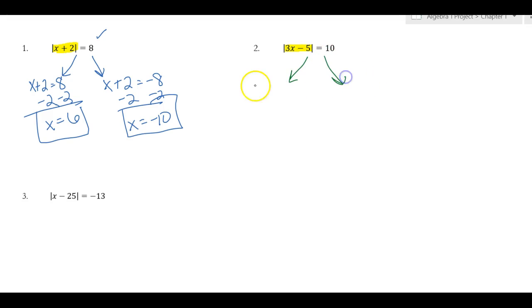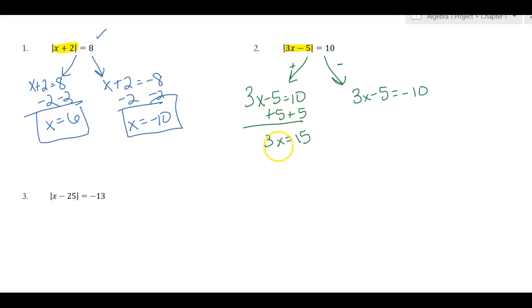Okay, so the first one should have been 3x minus 5 is 10. And that's the positive side. And now the negative side, 3x minus 5 equals negative 10. And again, I only change the answer. Don't change anything else. Okay, so now I add 5 to both sides. So 3x is 15. And I divide by 3. So x is 5.